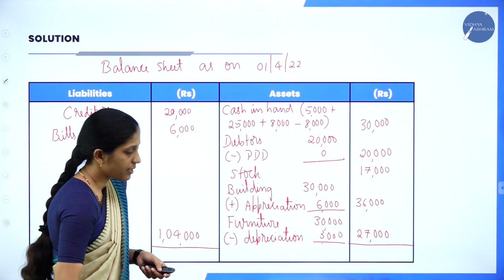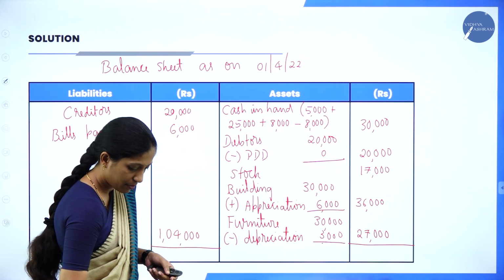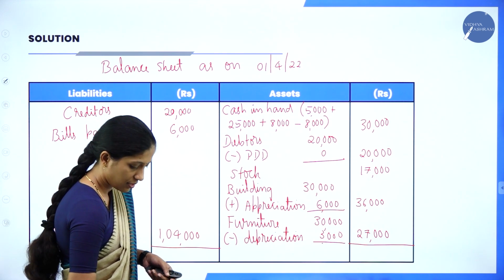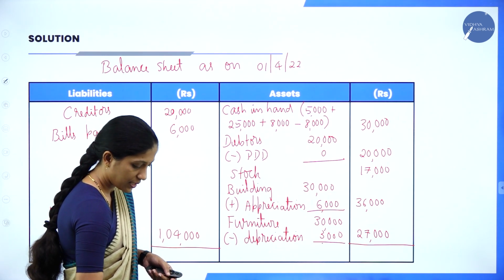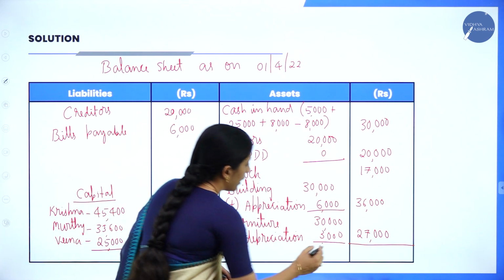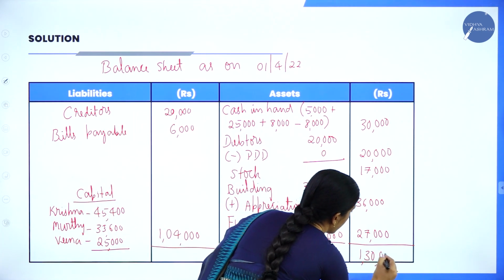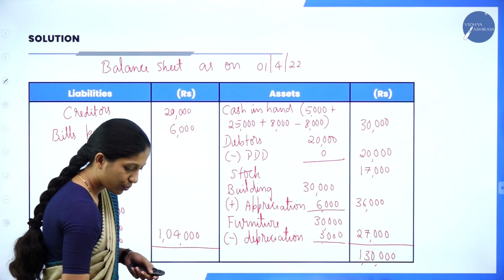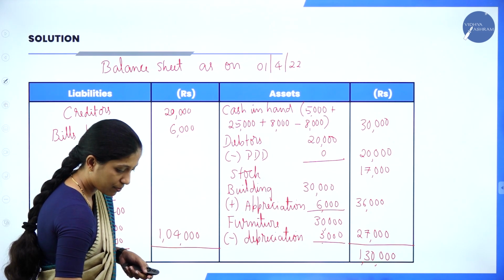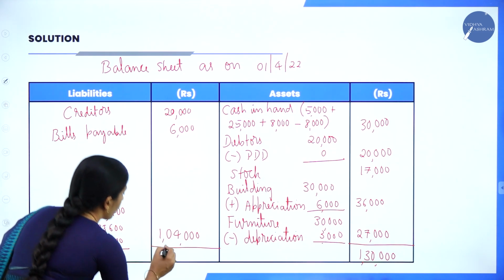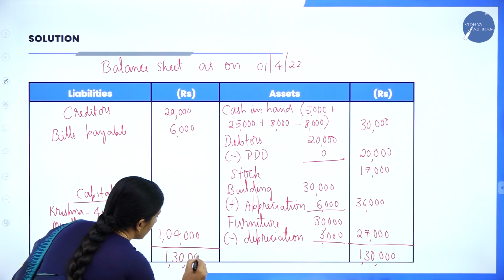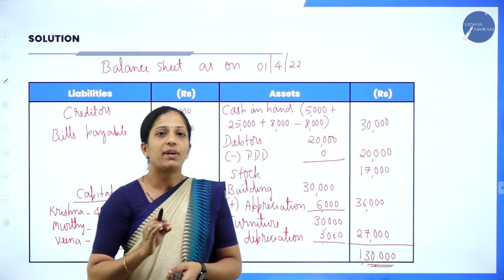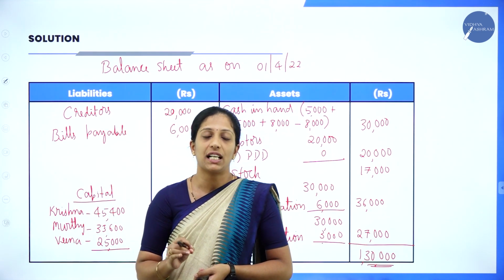Now if you see your asset side, 30,000 plus 20,000 plus 17,000 plus 36,000 plus 27,000. So you will get 1,30,000 on the asset side. Coming to the liability side, 1,04,000 plus 6,000 plus 20,000. So here also you will get 1,30,000. On both the sides. So this is an easy problem to score 12 marks, but you have to be careful with the adjustments.